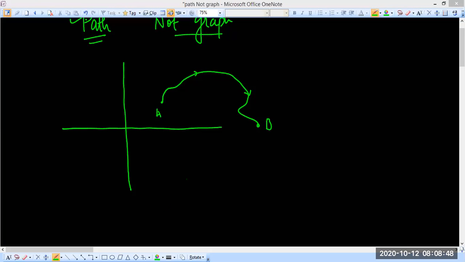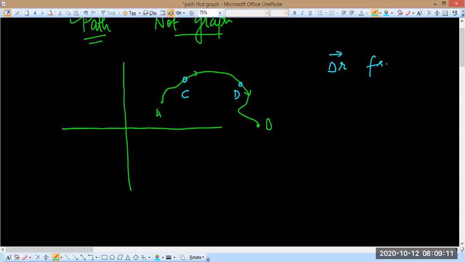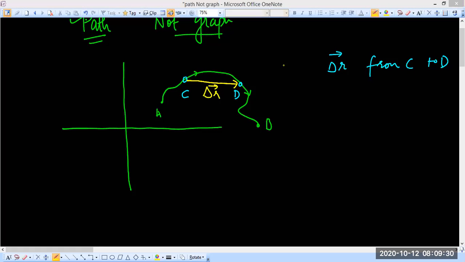Now I want all of you to think about this very carefully. Suppose you try to find the displacement of the terrorist from C to D. Then that would be a vector like this. I'm sure all of you understand that. Then suppose it took a time interval delta t to go from C to D.